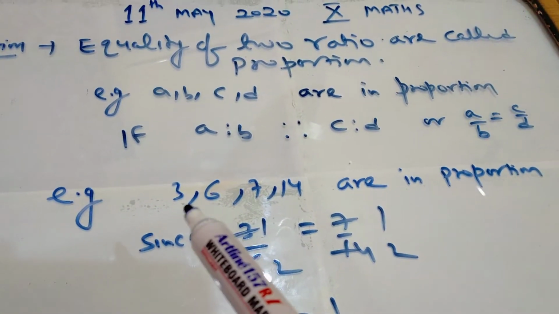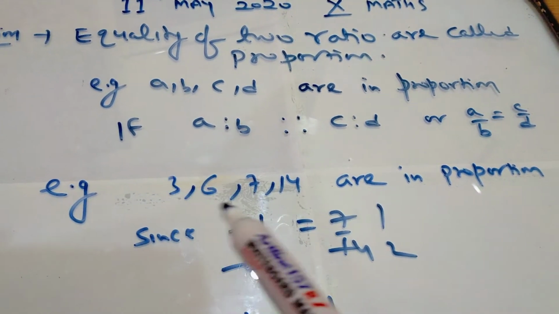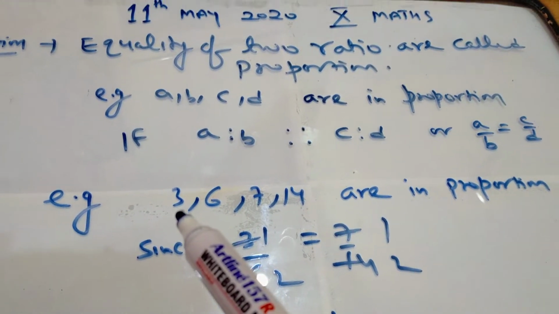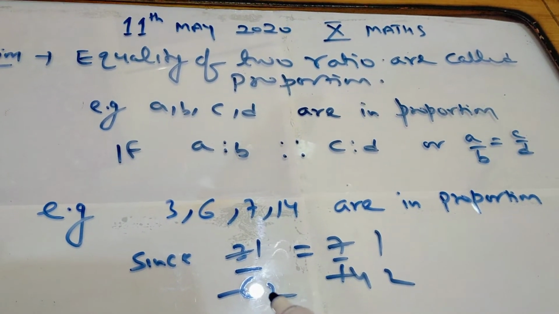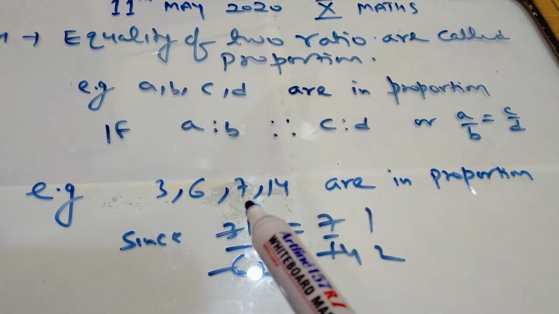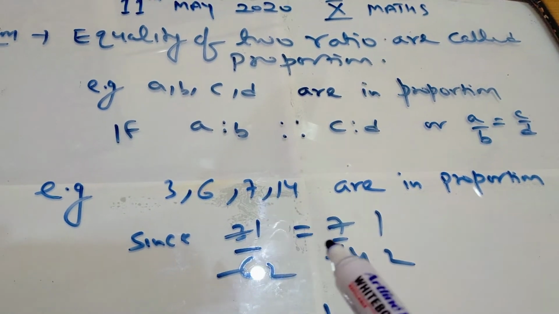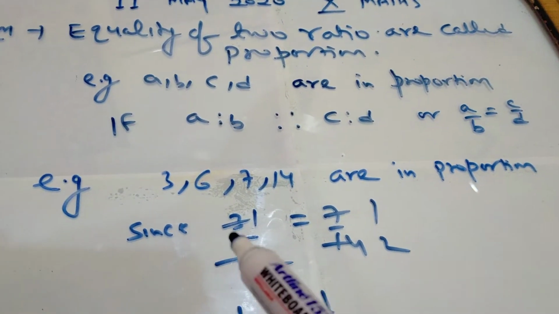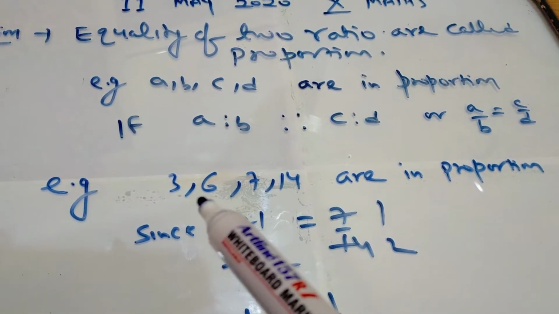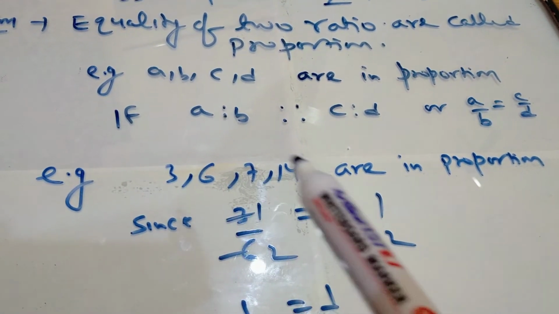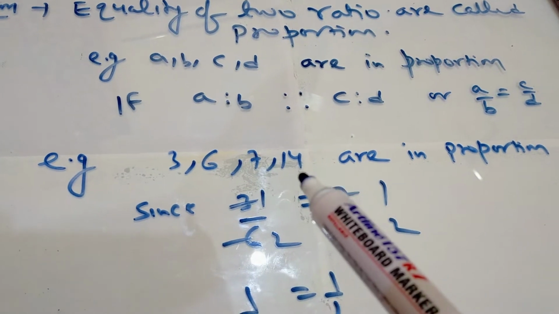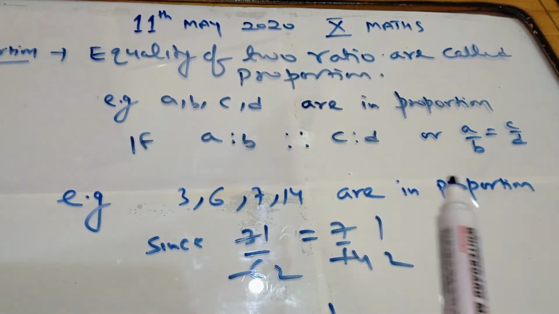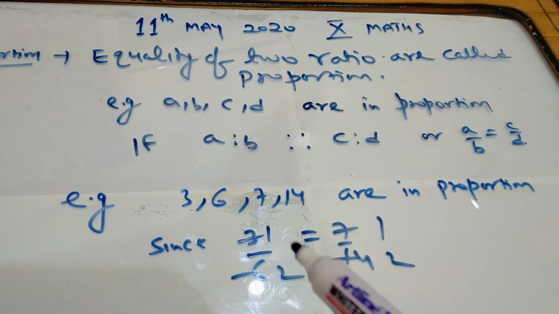Here you see these are in proportion. You want to check. So for this what you have to do? First you have to find the ratio of 3 and 6. It will be 1 upon 2. Now the ratio of 7 and 14. It will also be 1 upon 2. So the four quantities 3, 6, 7 and 14 are in proportion because the ratio of the first two is equal to the ratio of the next two. So this is called proportion.